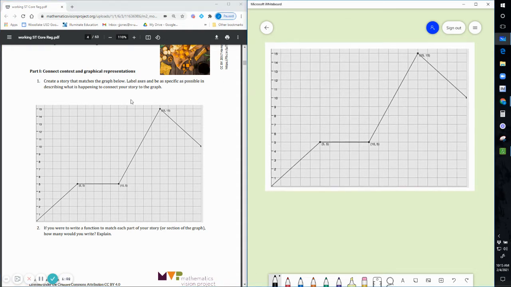So here we go. Create a story that matches the graph below. That's what we're going to do, we're going to create a story. Whatever you want your story to be about, it just needs to match the graph. When the graph goes up, it needs to be true in your story. And whenever the graph goes down, it needs to be true in your story. Okay? You have to label the axes and be as specific as possible in describing what is happening to connect your story to your graph.